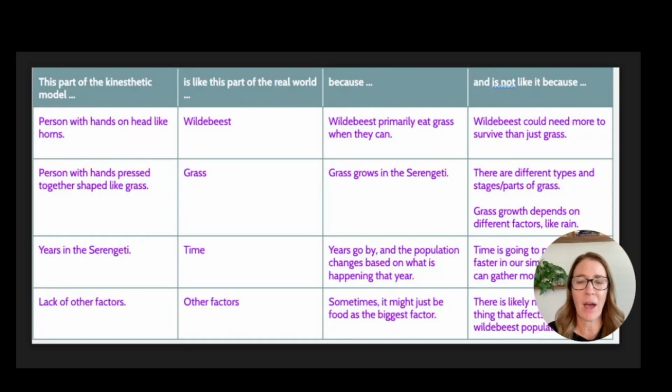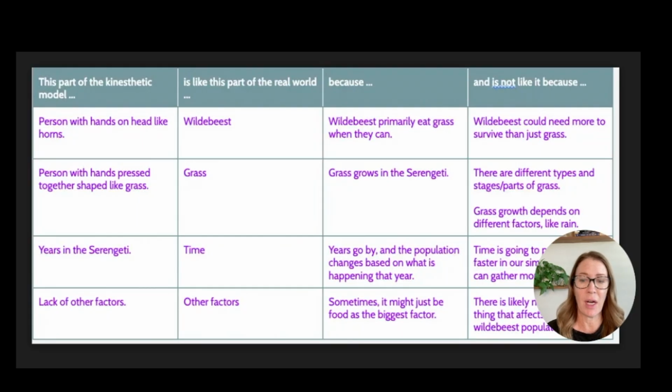And you can see that we're going to actually use a kinesthetic model. Students are going to act out the wildebeest eating grass. You're going to have students with hands on their heads like horns. They will be the wildebeest. And then the person holding their hands like this in front of them will represent the grass that grows in the Serengeti. Time will be represented in years.